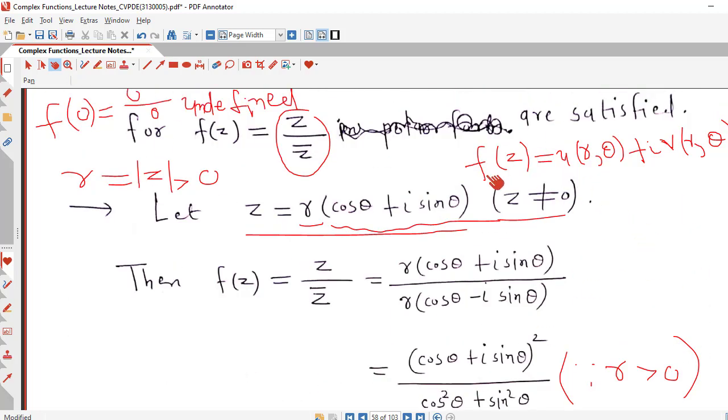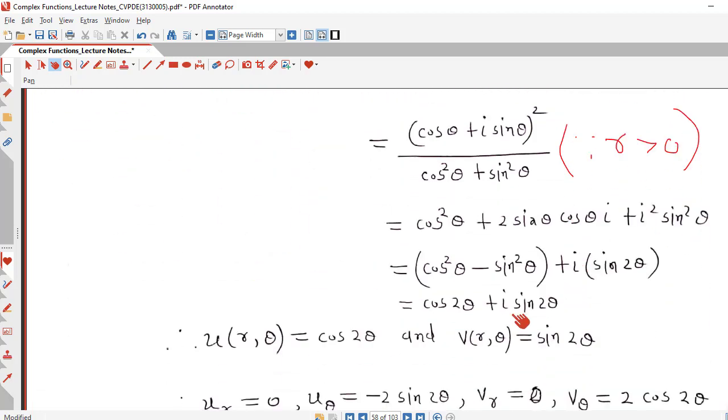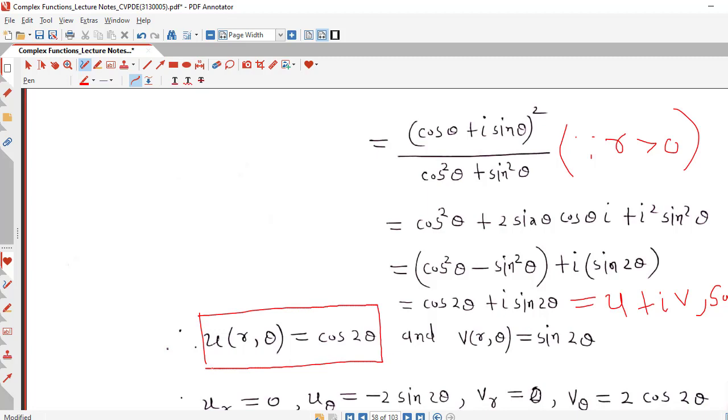Okay, so first we have written our function in this form: some function of r theta plus i into some another function of r theta. So it is cos 2 theta plus i into sin 2 theta, and if we compare this with u plus iv, suppose this is equal to u plus iv, say, then u is cos 2 theta and v is sin 2 theta.